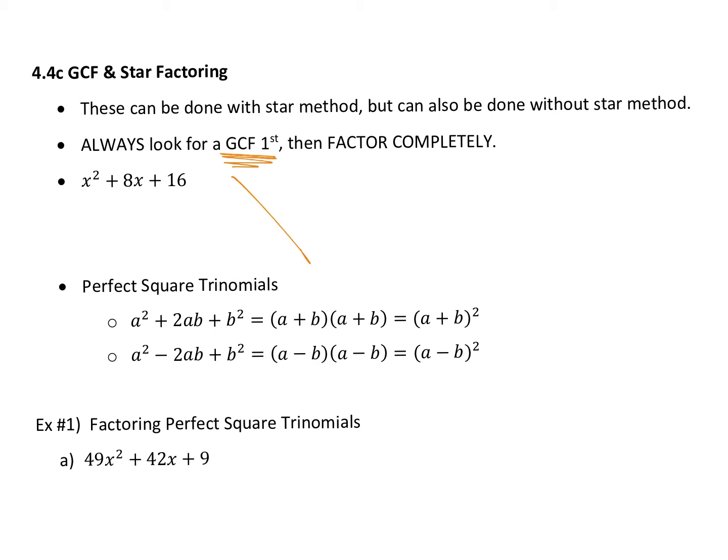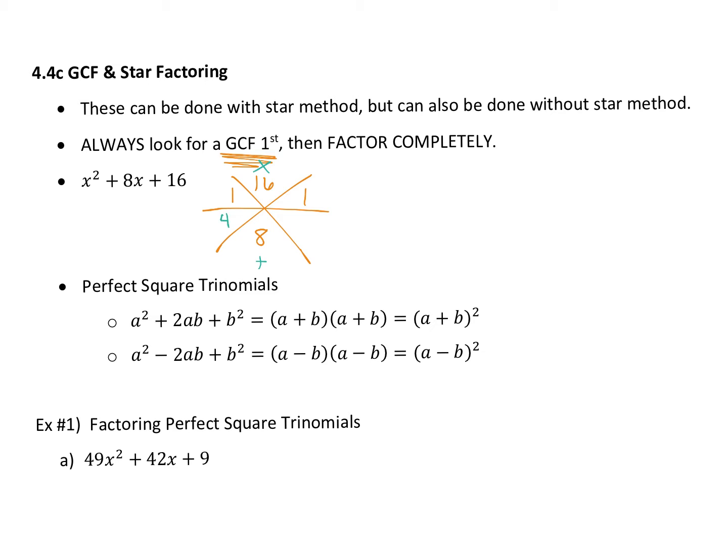So here is your STAR method for this one. What would go on top here? 16. What goes on bottom? Okay, and then your A term is 1 and 1. So you're asking yourself, what can I multiply to get 16 that I can add to get 8? What would that be? 4 and 4.